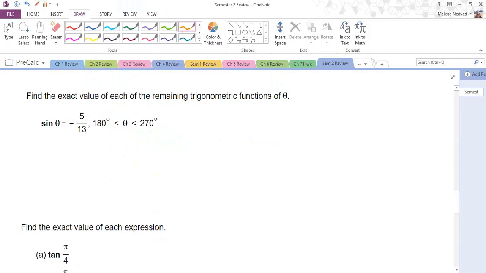So for this, we're going to need to figure out what quadrant we're in. Between 180 and 270 means we're in quadrant 3. And we're going to draw ourselves just a little bit of a sketch graph here. And I don't care if it looks accurate. Just make sure it's in the right quadrant.